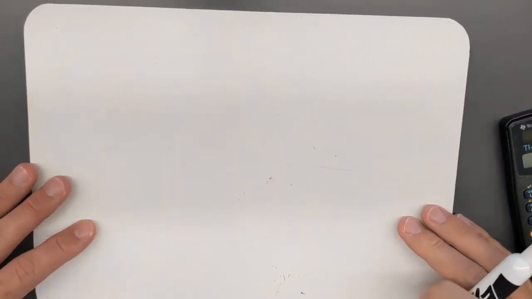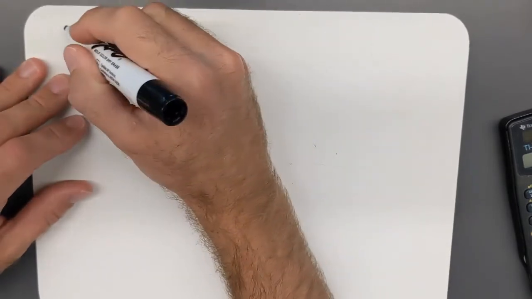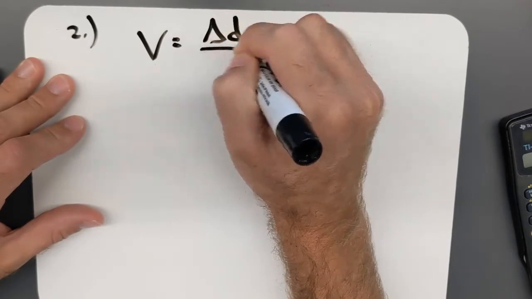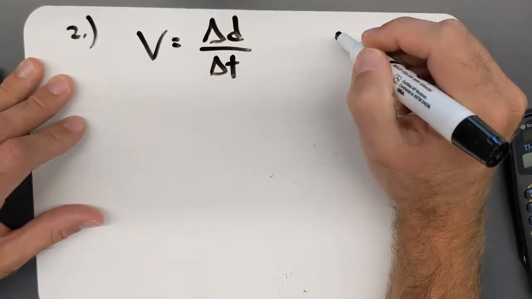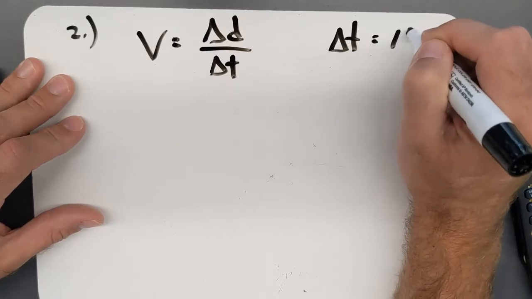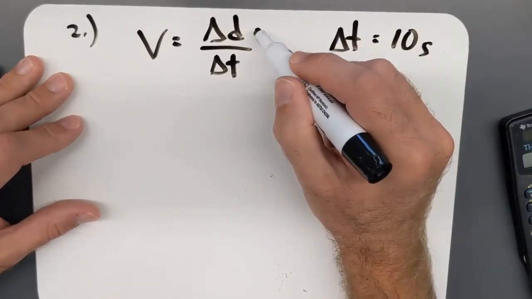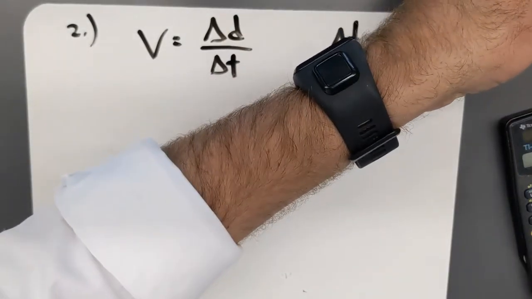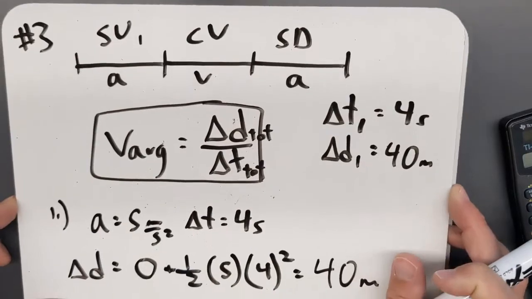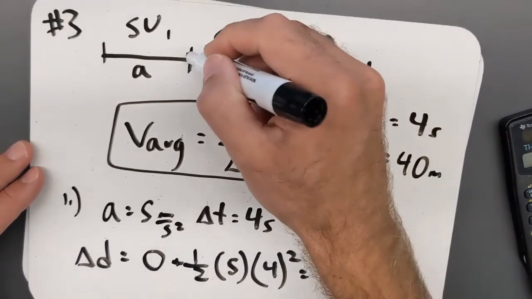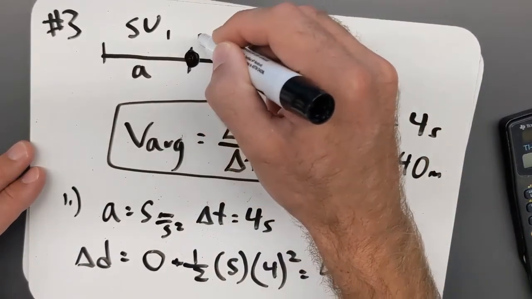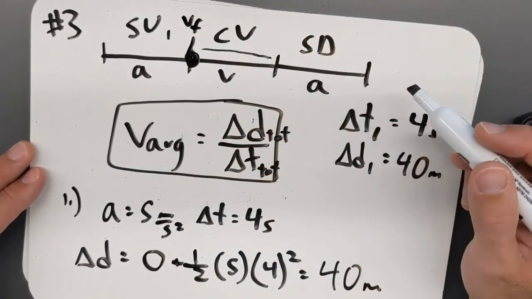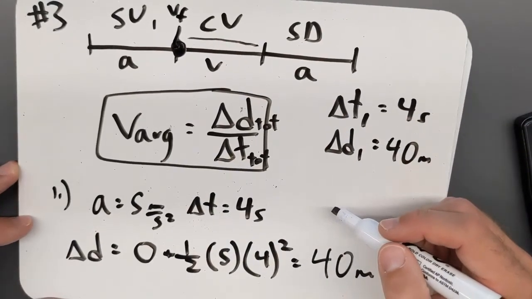So now we'll do part 2, which is our constant velocity. So we have V equals delta D over delta T. We already know delta T is 10 seconds, but we don't know how far he moved. And not only that, we don't even know how fast he's moving. So the key there is to go back to here and notice that its final velocity in part 1 is his speed for the whole part 2. So let's go and solve for final velocity here.